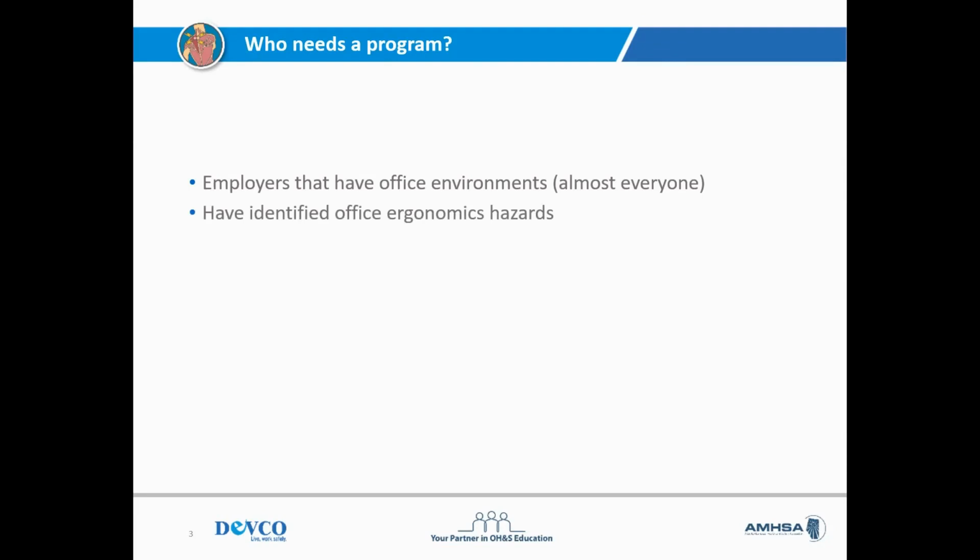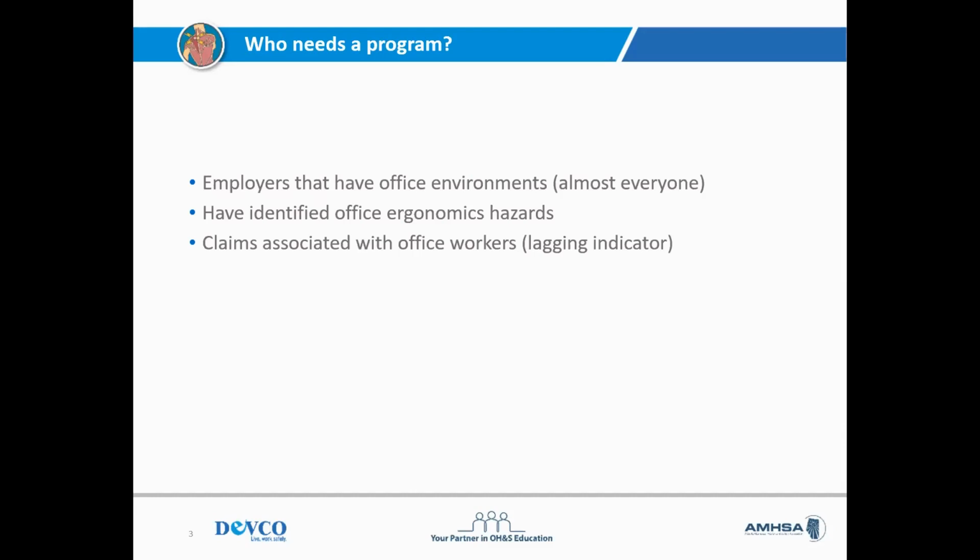If we have identified office ergonomics hazards, so if as part of looking at our hazard assessments we know that we have some issues potentially in the office, that means you're a candidate for benefiting from an office ergonomics program. If you have claims associated with office workers, although that's a lagging indicator, that would be something else hinting that you would probably benefit from an office ergonomics program.